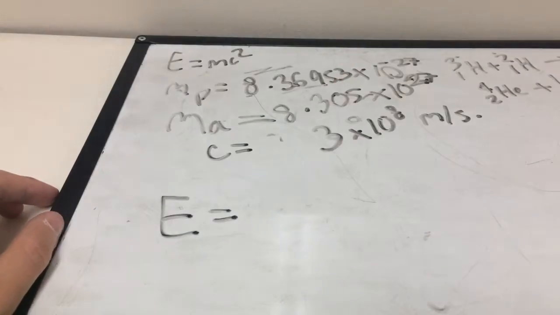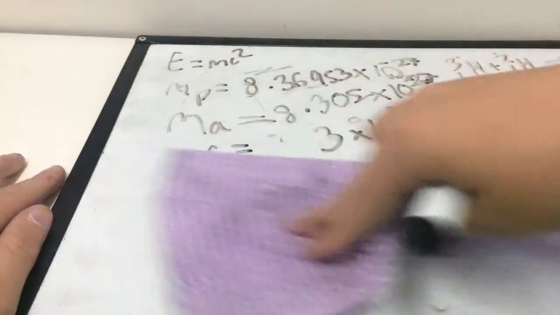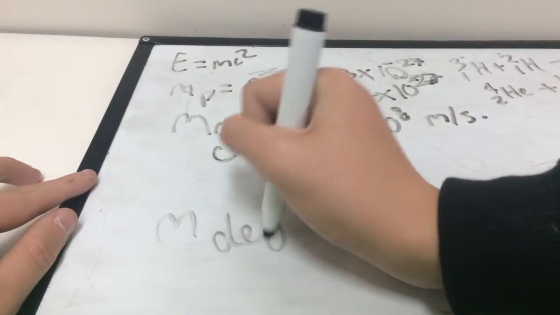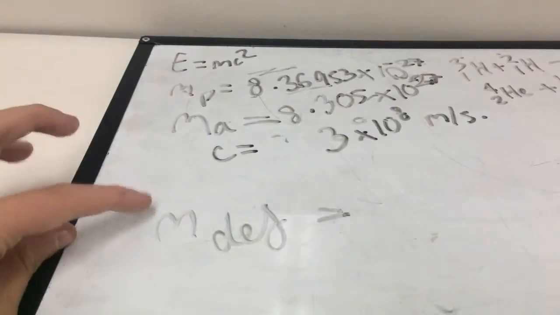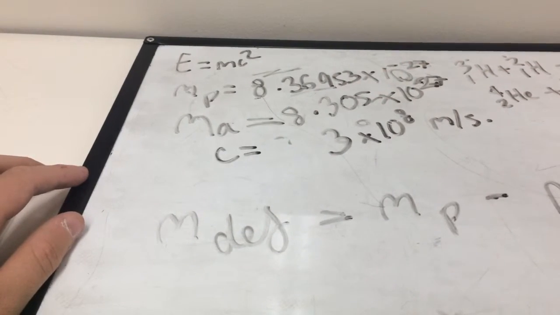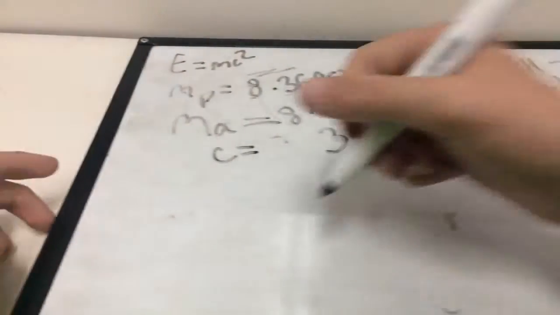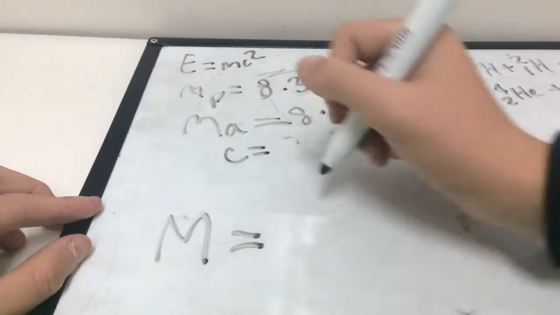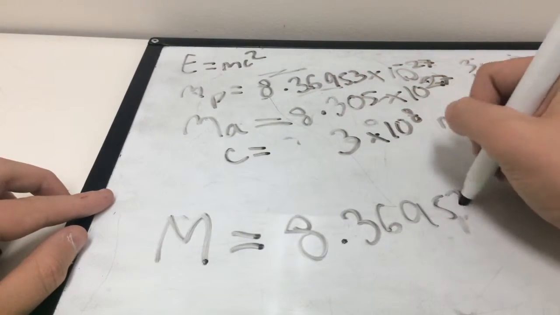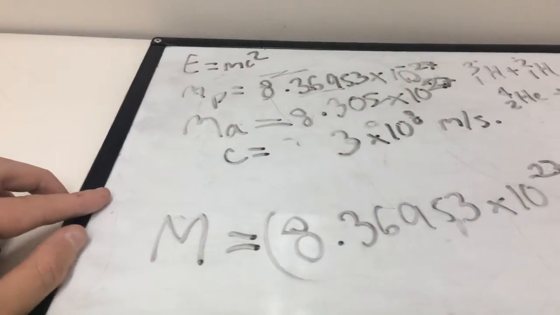But first of all, actually I missed a step here. You need to calculate the mass defect. Remember what I said at the start? The mass defect or deficit is going to be the predicted mass minus the actual mass. Okay? So let's plug in, let's say M equals our predicted mass, 36953. I should probably start using two significant figures, so I'm going to fit more in there.